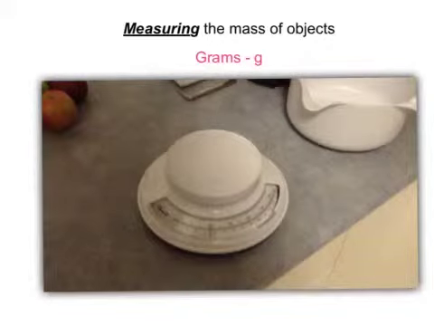Here we have a scale. We call this a kitchen scale. Kitchen scales are generally used to weigh things in grams. For things that are in kilograms, we use something called a bathroom scale, which uses kilograms on the dial.